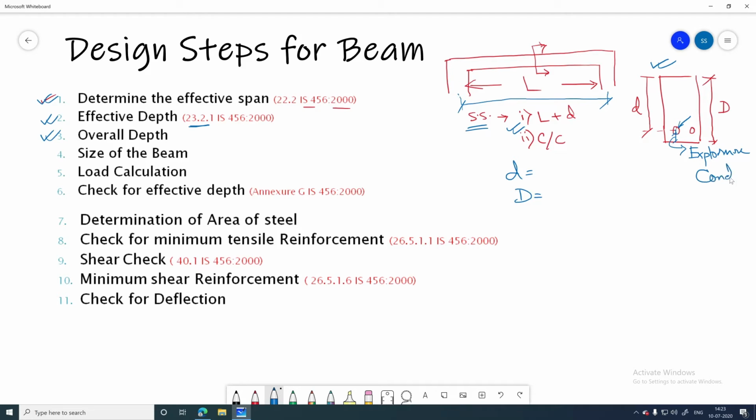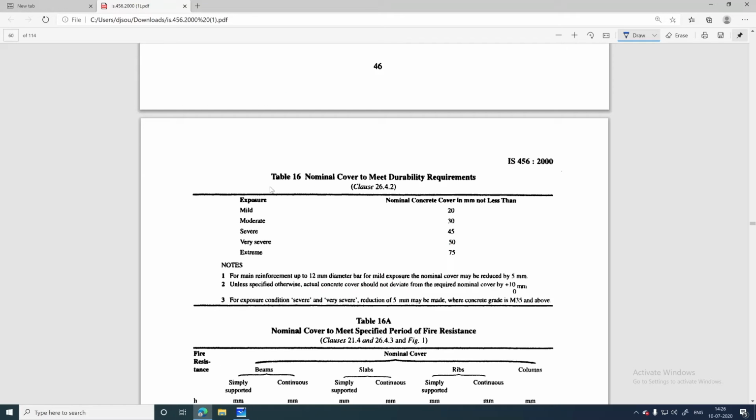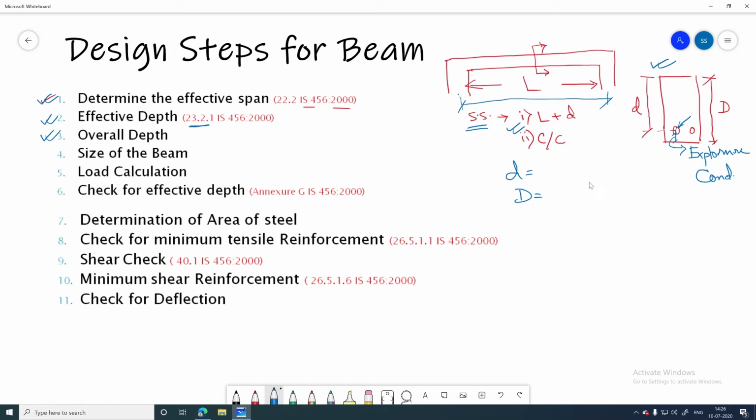Exposure condition, okay. And the value of this exposure condition you can get from Table 16 of IS 456:2000. Here you can see this is Table 16 and this is the exposure condition, and depending on that, the nominal concrete cover is given. It should not be less than 20, 30, 45, 50, 70 depending on the exposure condition respectively.